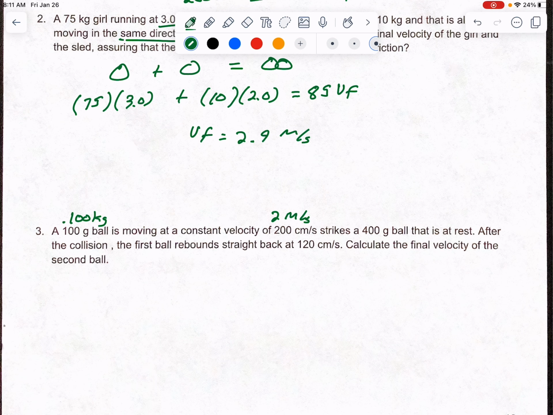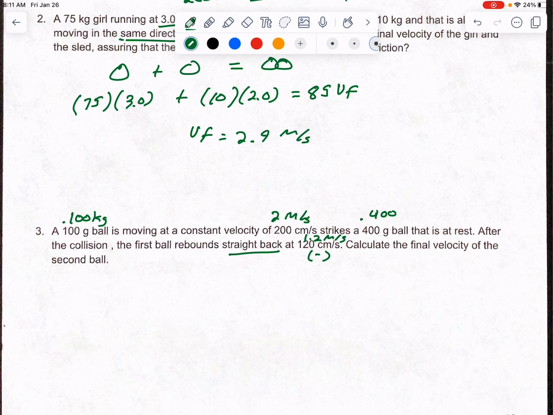It strikes a 400-gram ball that is at rest. So 400-gram ball, we need to divide that by 1,000. That becomes 0.400. Initially at rest, so there's your velocity there. After the collision, the first ball rebounds straight back at 120 centimeters per second. So the key thing there is straight back. That means this is going to be negative. And I'm going to go ahead and divide that by 100, so that's 1.2 meters per second. Calculate the final velocity of the second ball.